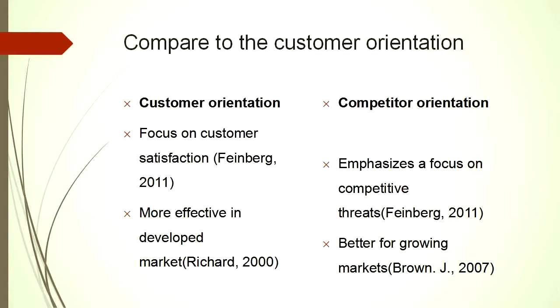Competitor orientation is more effective in developed markets, when the industry is good and resources are available. Customer orientation is better for growing markets, while competitor focus is better for stable markets. If a company's manager can maintain a good balance of both orientations, such as improving customer satisfaction, it could improve the competitiveness of the company as well.